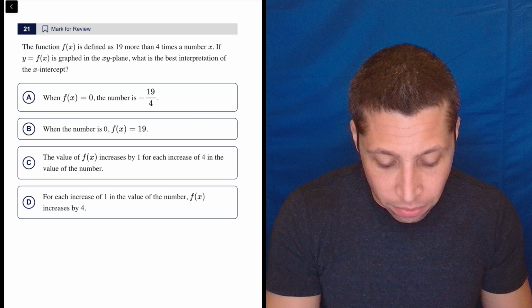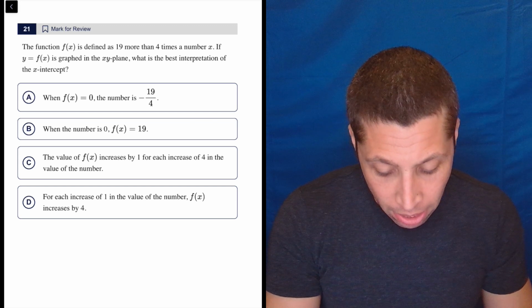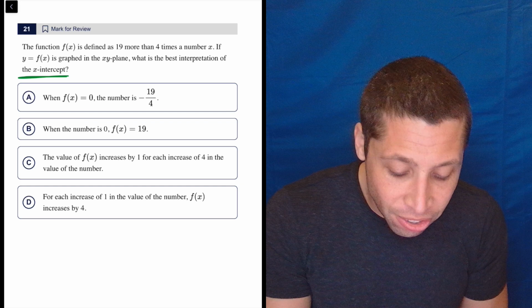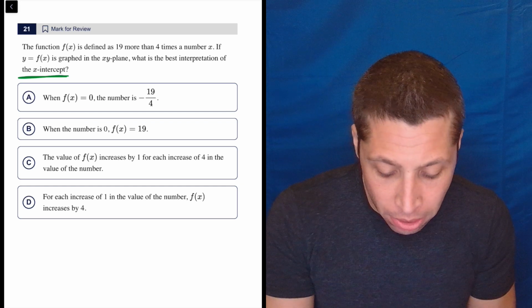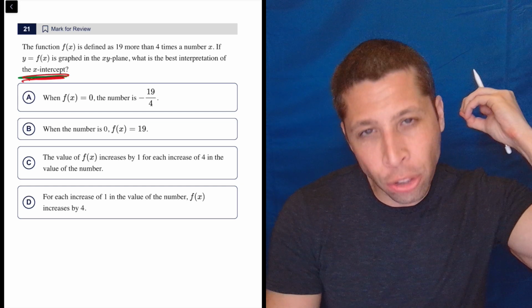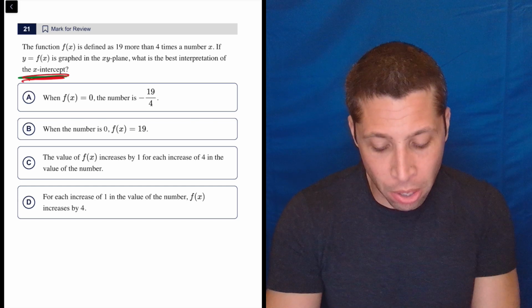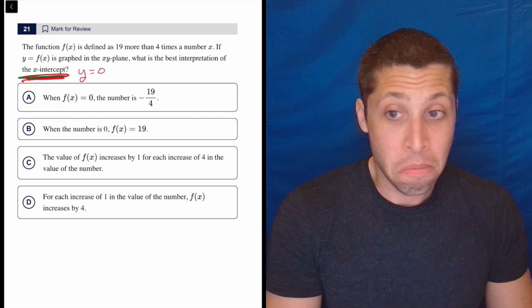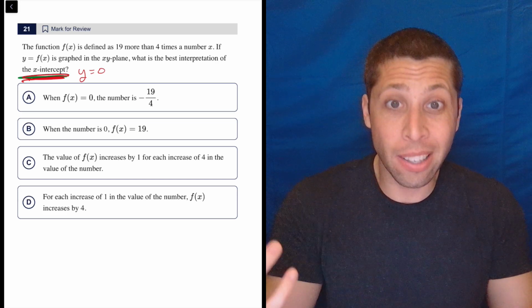The function f of x is defined as 19 more than 4 times the number x. If y equals f of x is graphed in the xy-plane, what is the best interpretation of the x-intercept? X-intercept. What do we know about every x-intercept? This idea has to pop into your mind as soon as you read about x-intercepts. Y is equal to 0. Okay? So just look at the choices in that sense, right?